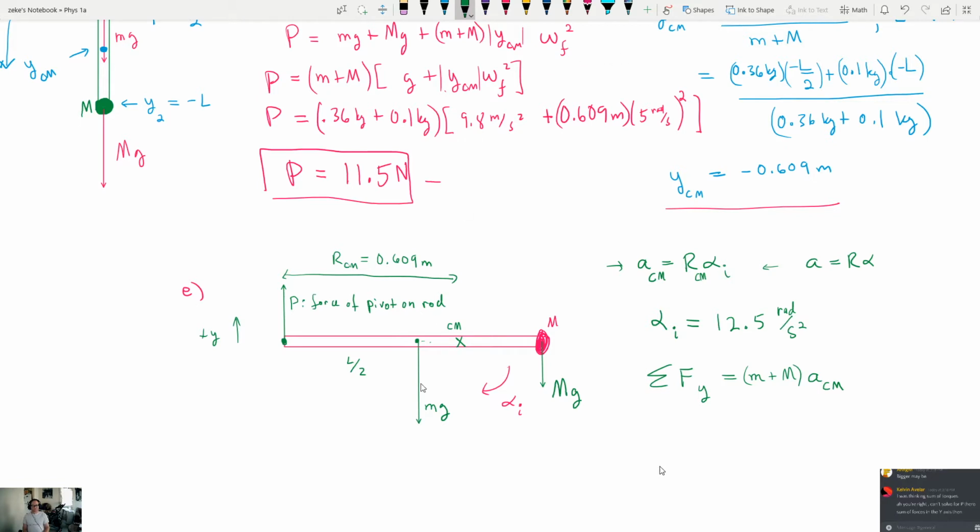Because now the center of mass is accelerating, but it's accelerating downwards initially. This is the direction of the acceleration of the center of mass. Okay. So, putting all those things together, sum of forces in the y direction on the left hand. Oh, I said a lot of stuff there. Does anyone have any questions?